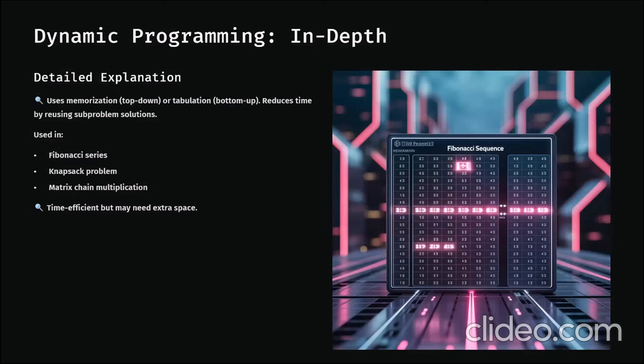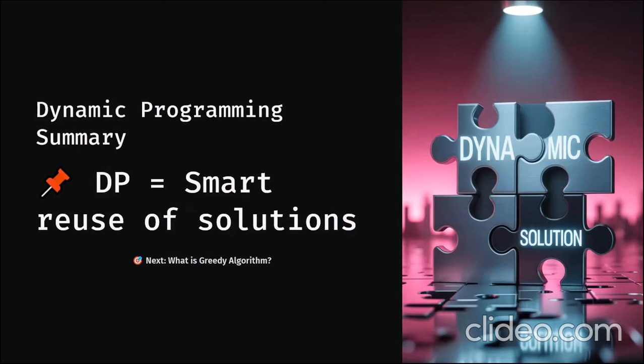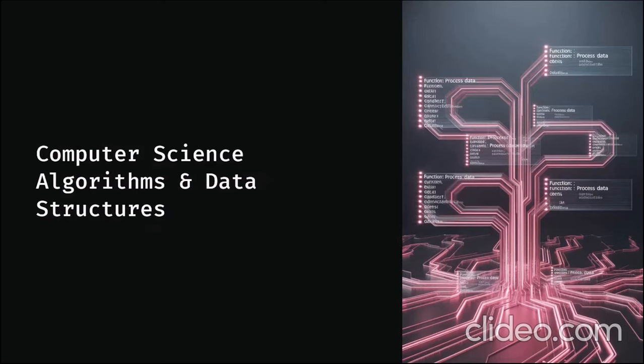It mainly uses memoization, top-down, or tabulation, bottom-up, reduces time by reusing sub-problem solutions. Used in Fibonacci series, knapsack problems, matrix chain multiplication, time efficient but may need extra space. So, DP means smart reuse of solutions. Let's move to the next question.